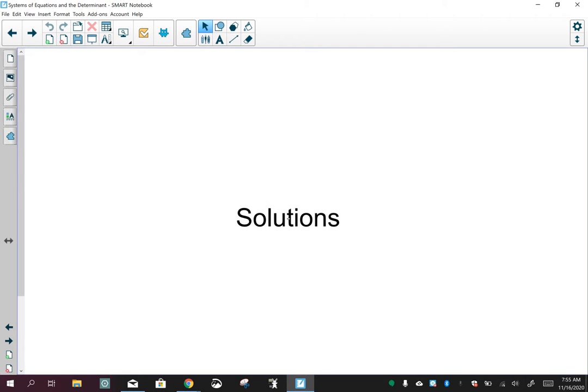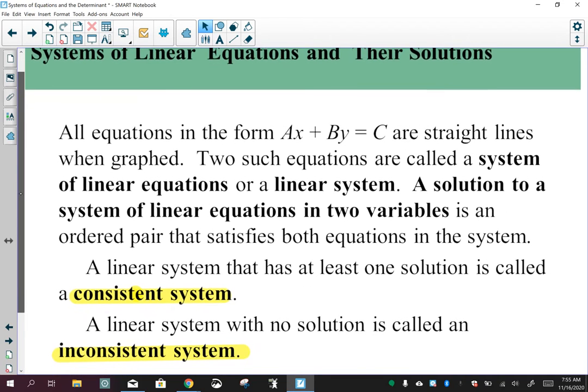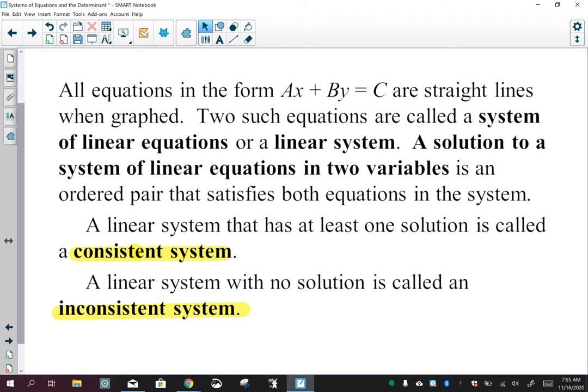We are going to start off with solutions. So when we deal with linear equations, especially systems of linear equations, you always have what's called solutions. When you have a linear equation, there's two types of solutions that you'll come up with. You'll have one solution, which means it's a consistent system. Basically that means I cross in one spot. Or you have no solution, which is called an inconsistent system.